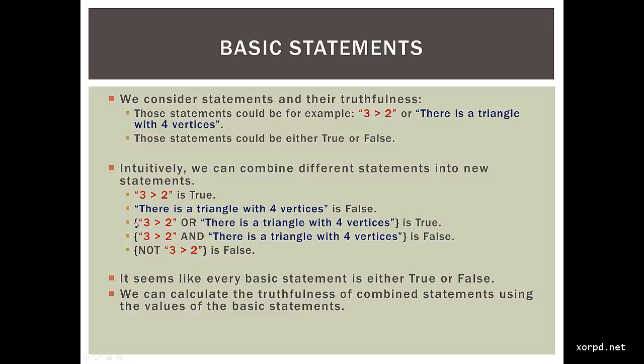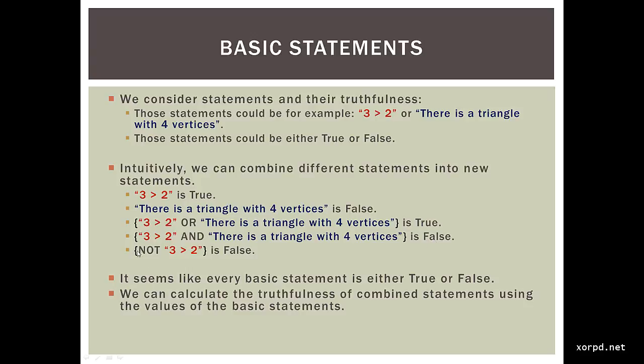Let's look at another one. This time we use the AND operator. Here we have 3 bigger than 2, and there is a triangle with 4 vertices. The AND operator requires that both of the statements are true. But in this case, it doesn't happen, because this statement, there is a triangle with 4 vertices, is false. Therefore, the whole statement, all of this, is false.